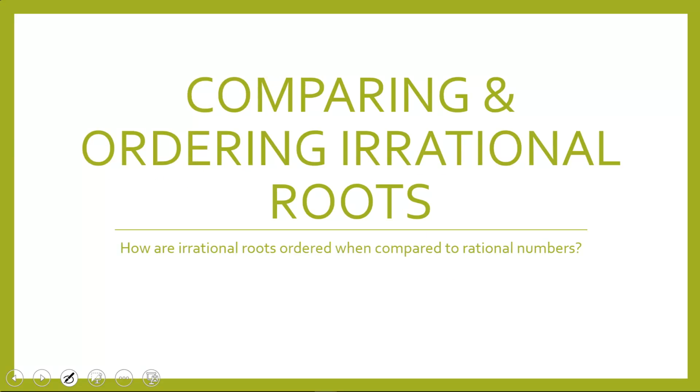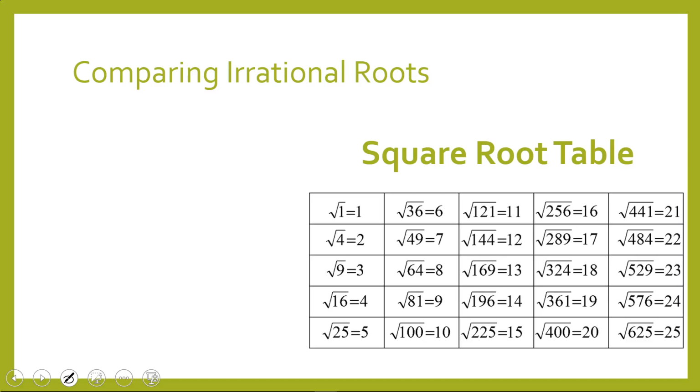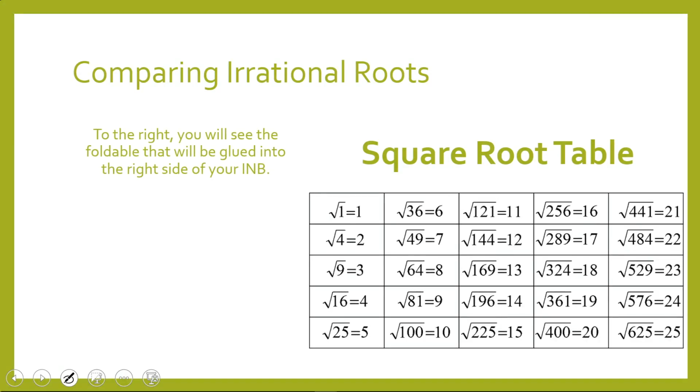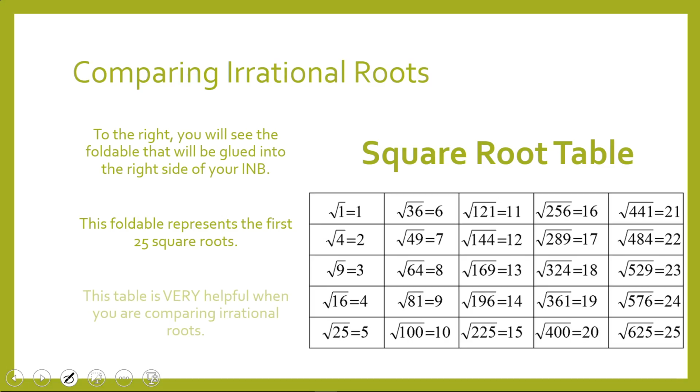All right, now let's talk about comparing and ordering irrational roots. So how are irrational roots ordered when compared to rational numbers? Now you have this chart that you're going to put on the left side of your interactive notebook. You can put it in however you would like. This is a square root table, and it's kind of a quick cheat sheet for you to find some of the perfect squares quickly. This foldable represents the first 25 square roots. Obviously, there's much more than this, but this does give you a good start on the first 25. It's going to be very, very helpful when you are comparing irrational roots in a second.